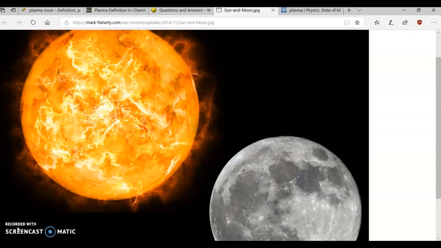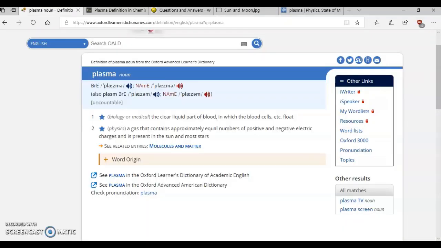The sun and the moon are made of plasma. So, what exactly is plasma? According to the OxfordLearnersDictionaries.com, it's a noun. Number two, physics, a gas that contains approximately equal numbers of positive and negative electric charges and is present in the sun and most stars.